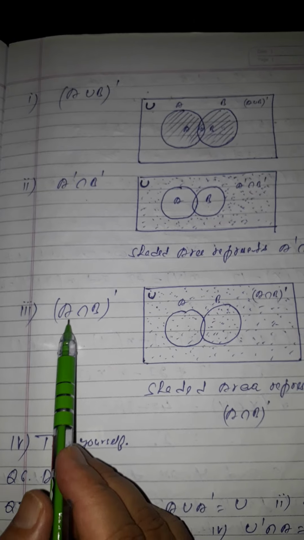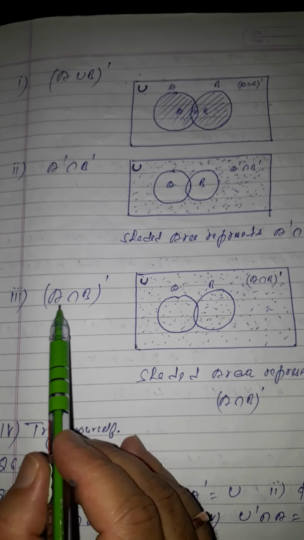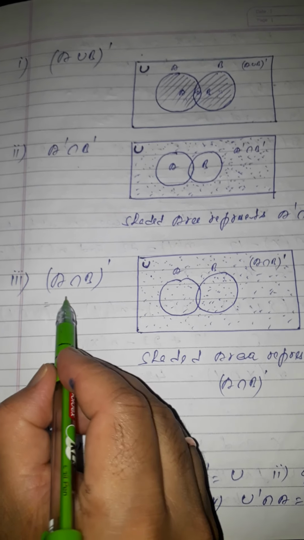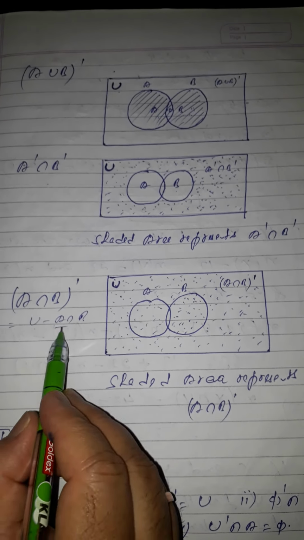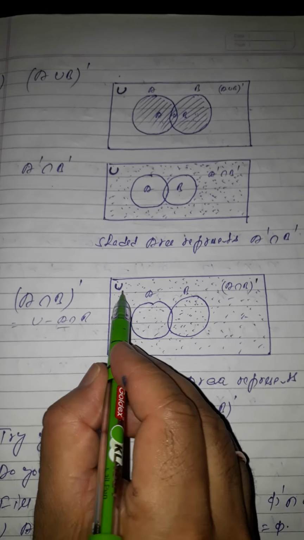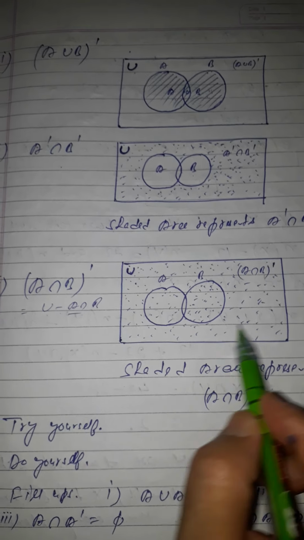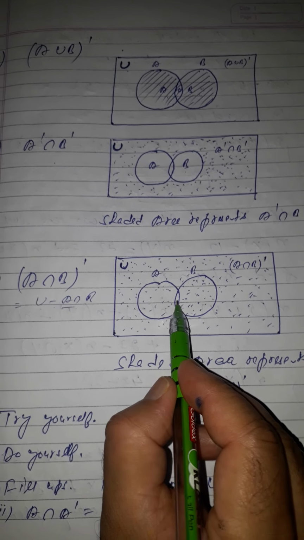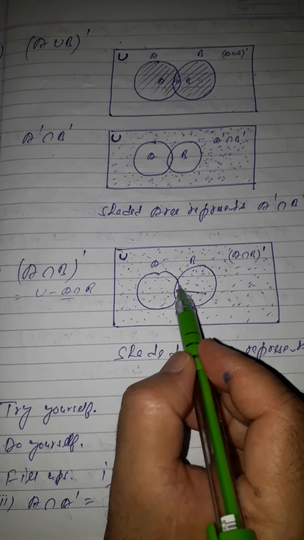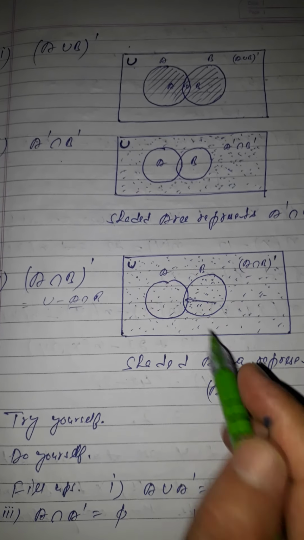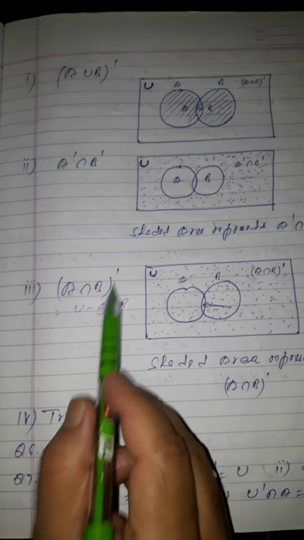Third part is A intersection B, its complement. So here what you can see students, it will come as equal to U minus A intersection B, right students. This whole rectangle is U, and we have to subtract A intersection B from there. So this whole area is shaded, and this part is unshaded here. Another way is there, we can shade this part, or this whole part is unshaded then. So this is the way to represent A intersection B, its complement.